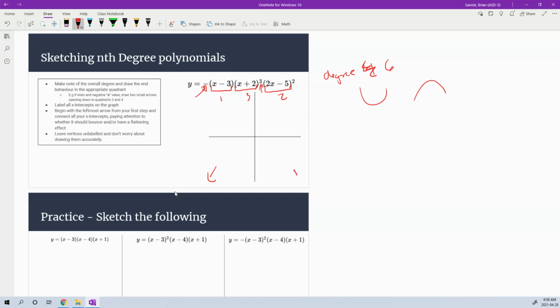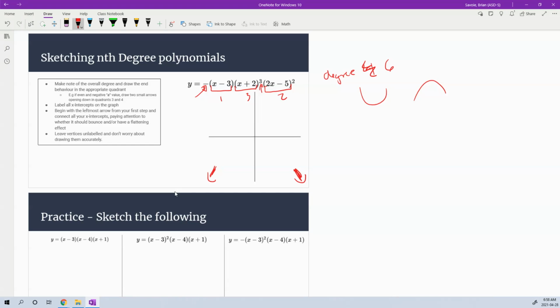So I don't know what the middle looks like. So I'm just going to draw 2 arrows here, knowing that I'm going to connect them. And in the middle, I'm going to have some opening up and down, or I'm going to have some vertices and some x-intercepts and all that. But ultimately, it's going to start here and end here.